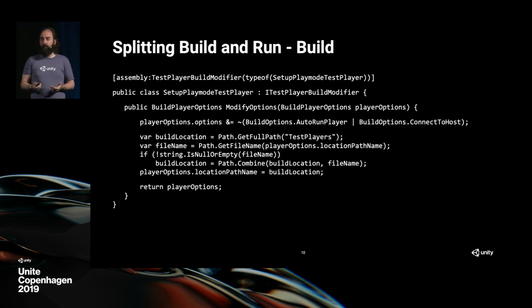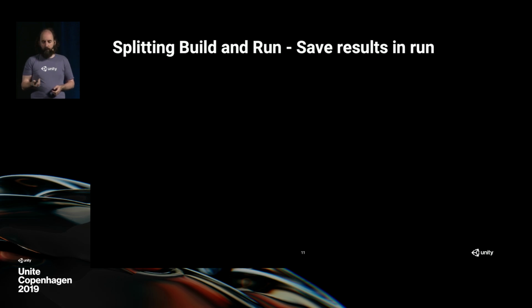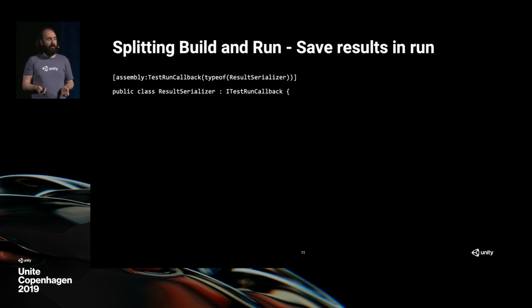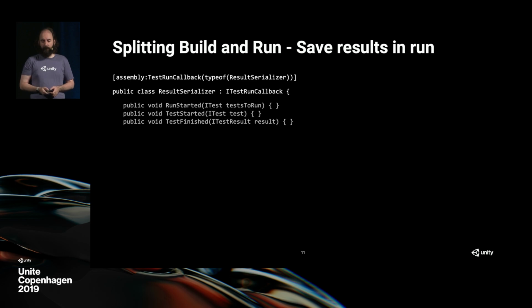The second step is then implementing result reporting in the runtime. So again, we have an assembly level attribute saying we want to attach some callbacks to this test run. And we're going to have this class called results serializer that's going to do that for us. Results serializer, again, is a simple class that implements this ITestRunCallback interface. We have the callbacks for run started, test started, and test finished. In this case, they don't do anything. We have to have them in order to compile the interface. But we don't really need to do anything when a test is beginning or when individual tests are finishing.